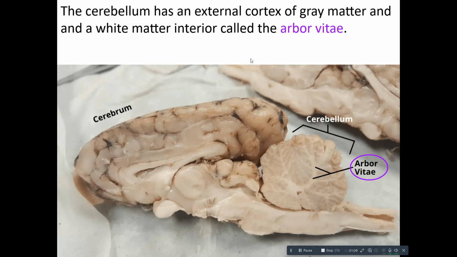Now, if we slice our cerebellum, we do see a cortex of gray matter and then the internal white matter, which is the arbor vitae. The white matter, of course, is going to connect the cerebellum to the brainstem, to the diencephalon, and to the cerebrum.